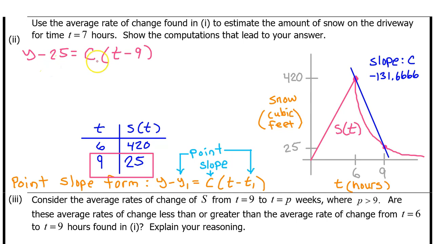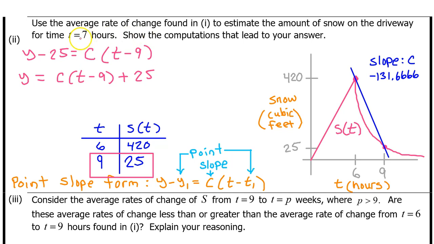Right there, this is an equation for the secant line, but since we need to use this equation to make an estimate, it will be better if we get y by itself. So let's add 25 to both sides. So we will have y equals c times t minus 9 plus 25.